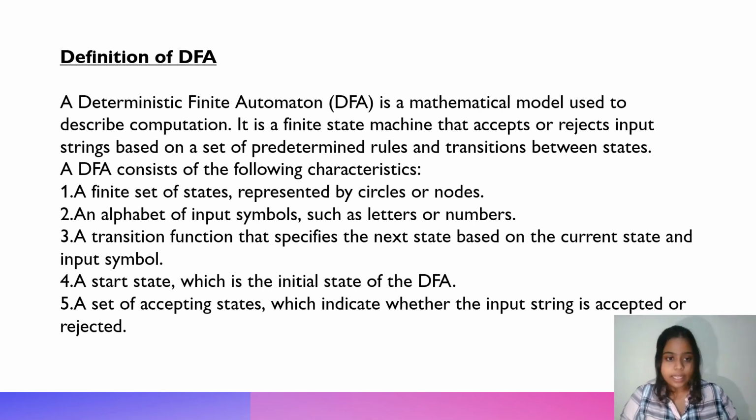So here we came to know that a finite set of states is represented by circles and nodes. An alphabet of input symbols such as letters or numbers, that is, we can either give the input of 0 and 1 or A and B. These are the possible inputs that we give to the states. A transition function specifies the next state based on the current state and input symbol. A start state is the initial state of the DFA. A set of accepting states indicates whether the input string is accepted or rejected.